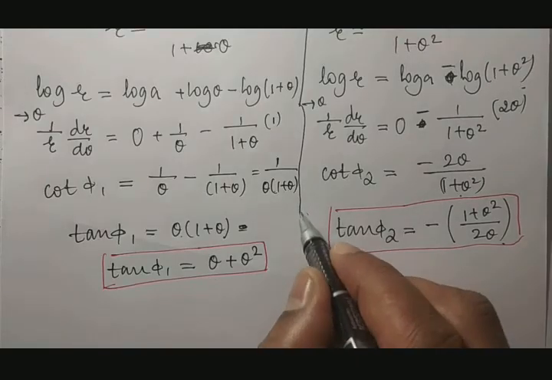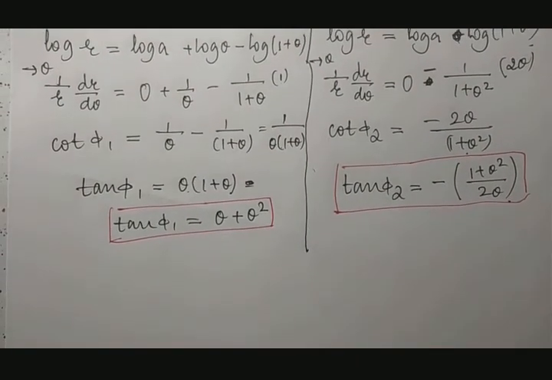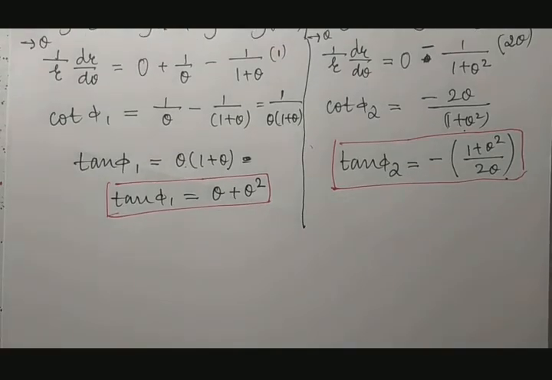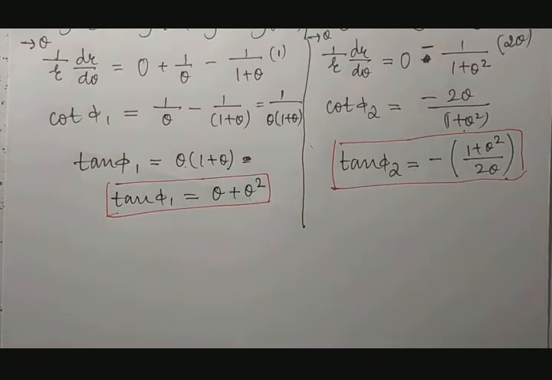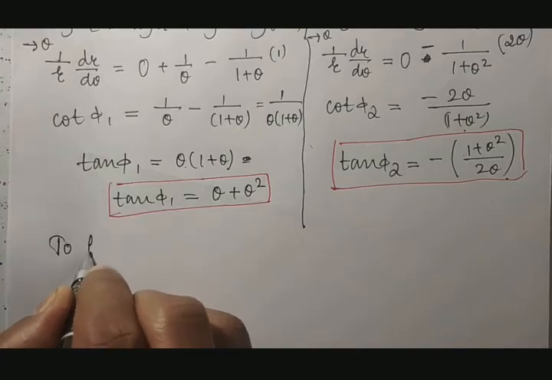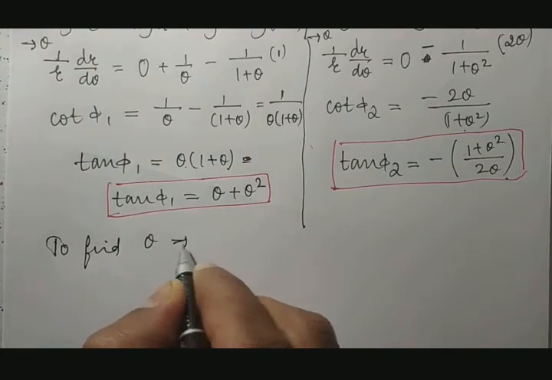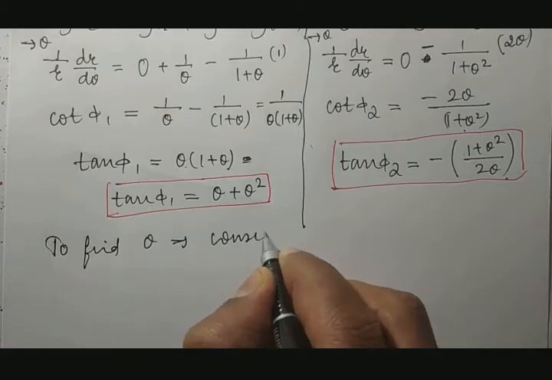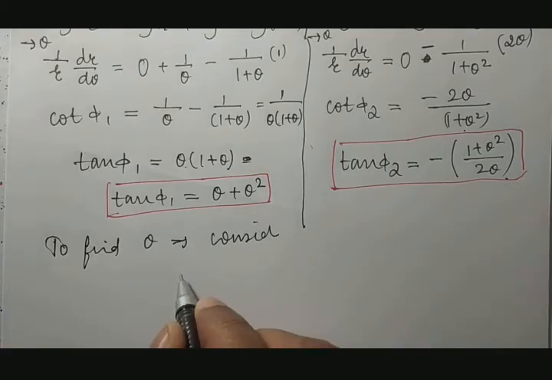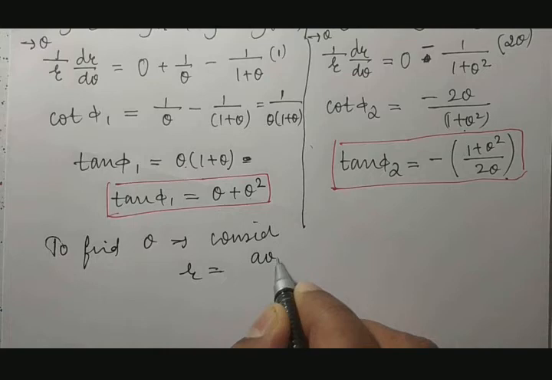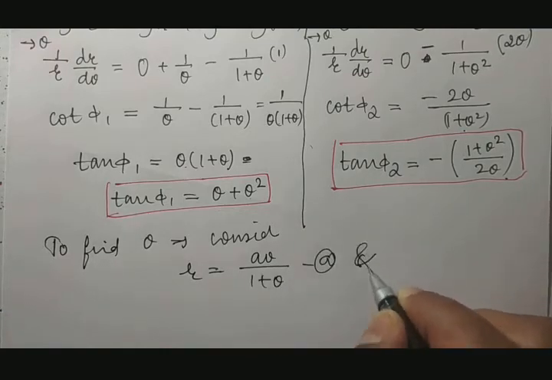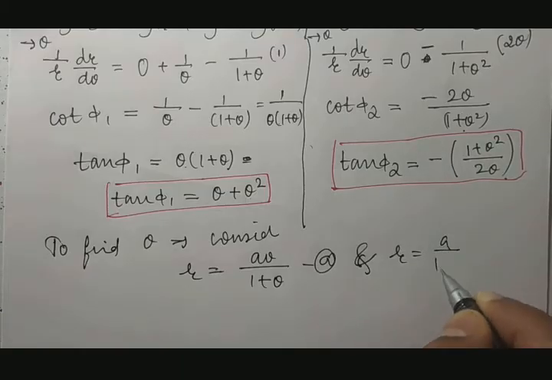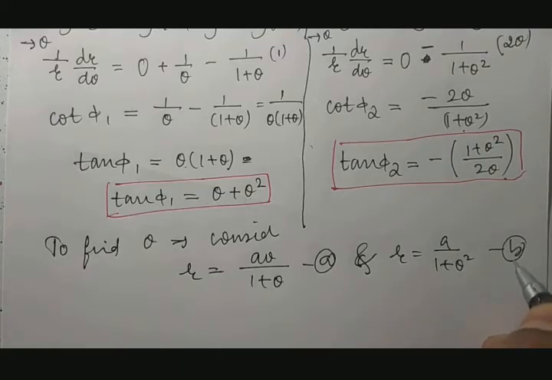But with this, we need to calculate the angle of intersection between the two curves, which must be phi 1 minus phi 2. Since in both cases there is theta, to find the value of theta, what to do? Consider the given curves: r is equal to a theta divided by 1 plus theta, which is A, and r is equal to a divided by 1 plus theta square, which is B.